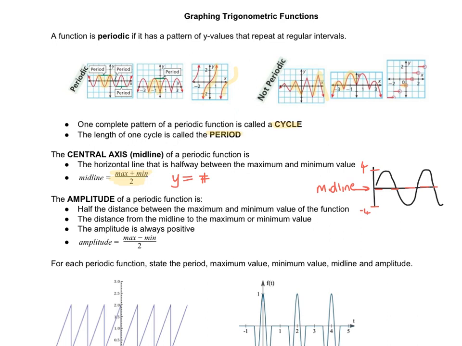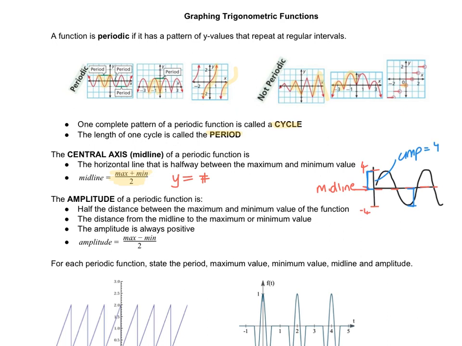Now the next key term that we have is the amplitude. The amplitude is half the distance between the max and min value. Or you can also think of it as the distance from the midline to either the max or min. So if again we look at the little example I have, this here would be my amplitude from the midline up to the maximum. Or I could say it's from the midline to my minimum. And because I know my midline is at 0 and my maximum is at 4, my amplitude is 4 in this scenario.